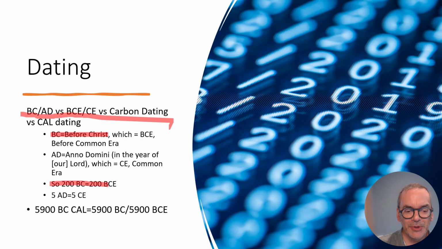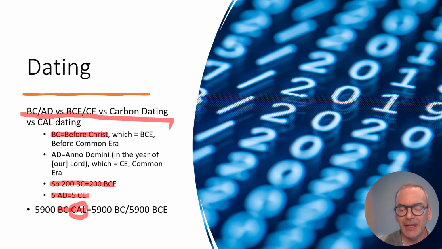So I'll just give you a few more examples here. You will also start to see in some of the articles I give you a dating system where it says like 5900 BC Cal. So what that means is it's calculated from this particular calendar year, this one right now. So 5900 BC Cal is 5900 BC or 5900 BCE.